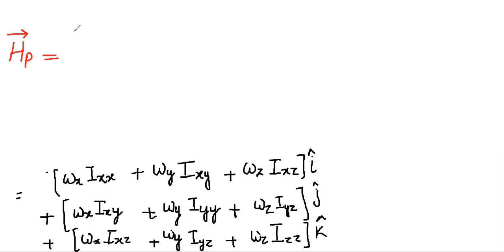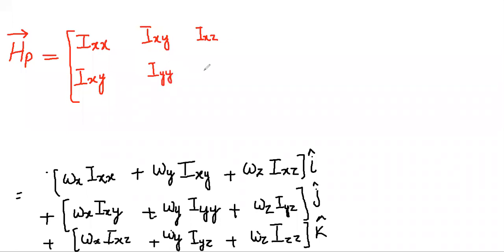I can write a matrix like this. The first element I will write as Ixx. The second component I will write as Ixy. The third component I will write as Ixz. Then we have Ixy. Then we have Iyy. Then we have Iyz.